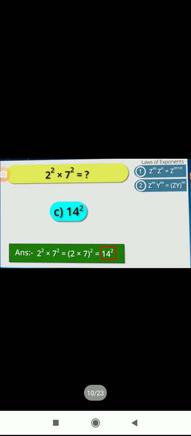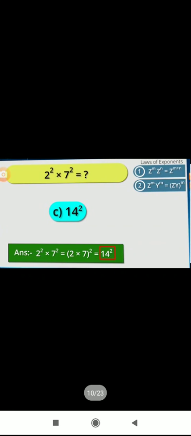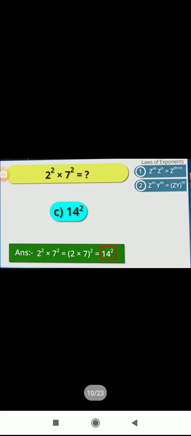For example, you have to multiply 2 raised to the power 2 multiplied by 7 raised to the power 2. You can see that the power is the same in both numbers, 2, but the base is different, that is 2 and 7. So for simplifying it according to the law, we will just multiply the bases, that is, we will multiply 2 and 7. So the answer we will get is 14 raised to the power 2.